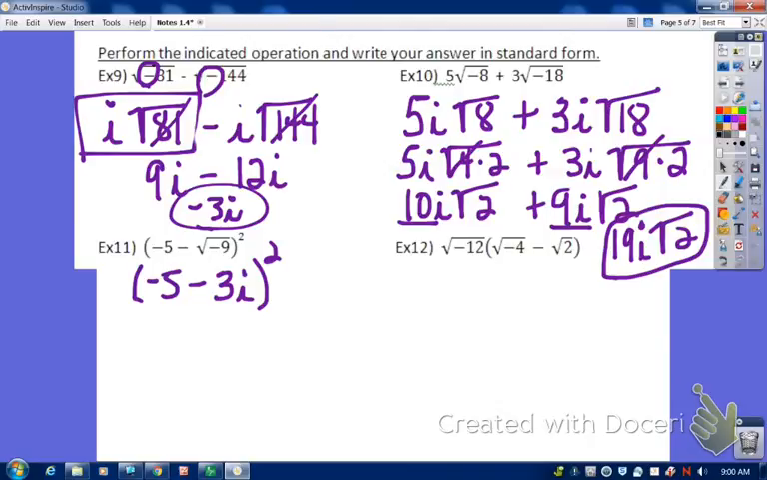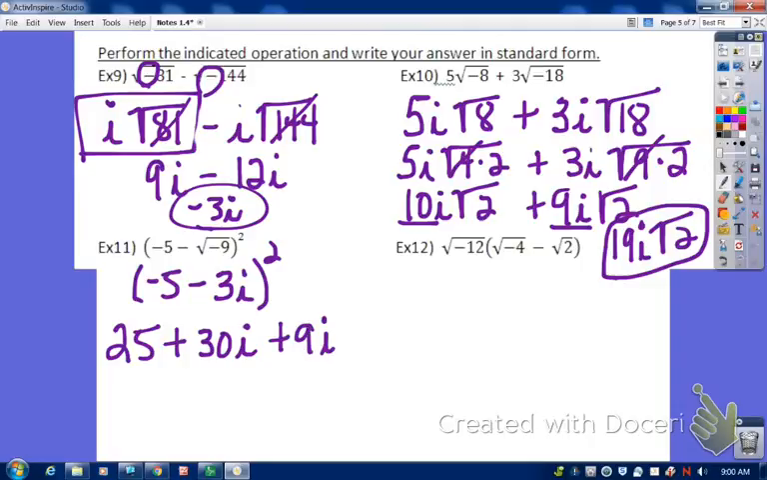All right? Now this is a binomial square. Do we have any shortcuts for binomial squares? Yes, sure we do. What's it called? Square, double, square. So we're going to square negative 5 and get 25. We're going to multiply. Tell me first what you get when you multiply those two terms. Positive 15i, and you're going to double that. So what's a 15i plus a 15i? It's a 30i. And then you're going to square negative 3i. So what's negative 3i times negative 3i?